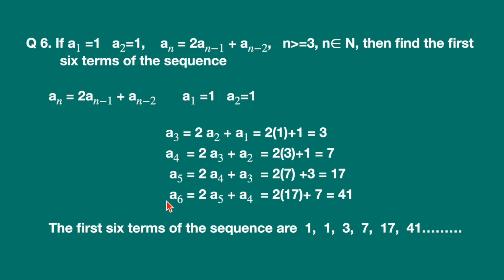Now a6. a6 is 2 into a, 6 minus 1 is 5, plus a, 6 minus 2 is a4. So here it is a5. You substitute 17. 2 into 17 plus a4 is 7. Simplify this, you get 41. So the first 6 terms of the sequence are, write down 1. This is the first term. Second term 1, and then 3, 7, 17, 41.